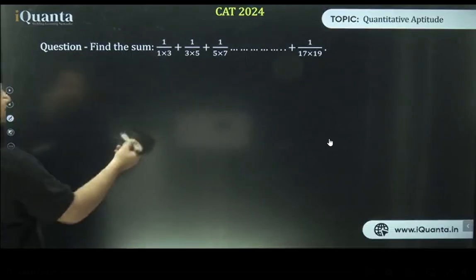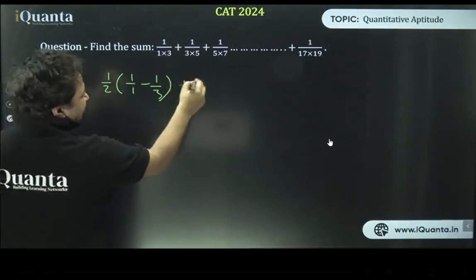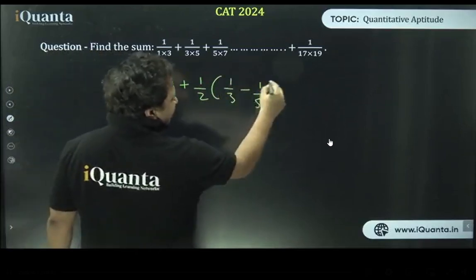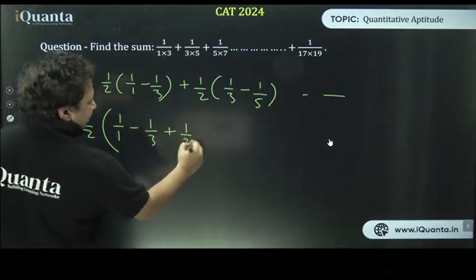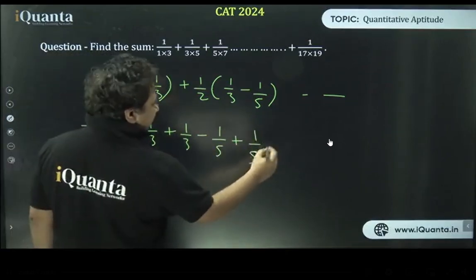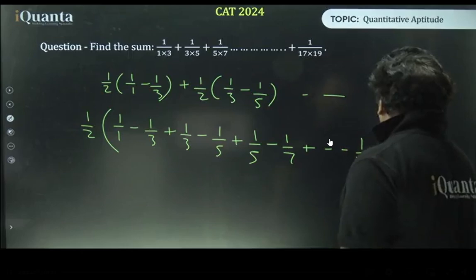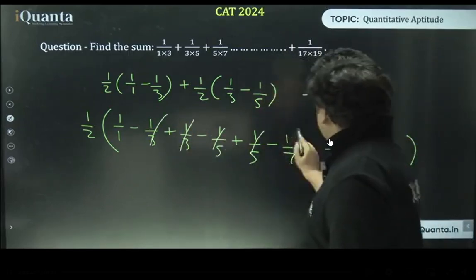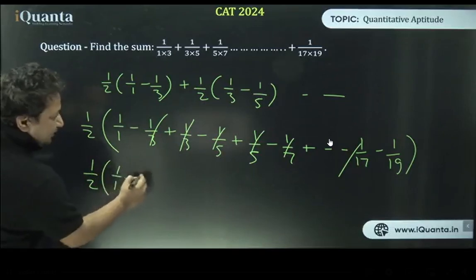It's not required. Okay. This will be 1 by 2 times 1 by 1 minus 1 by 3. This will be 1 by 2 times 1 by 3 minus 1 by 5. And so on. Let's take 1 by 2 common. Inside bracket 1 by 1 minus 1 by 3 plus 1 by 3 minus 1 by 5 plus 1 by 5 minus 1 by 7. Keeps on going. In the end, we'll have 1 by 17 minus 1 by 19. Everything gets cancelled. Only first and last term remain. So 1 by 2 inside bracket 1 by 1 minus 1 by 19 is what we have.